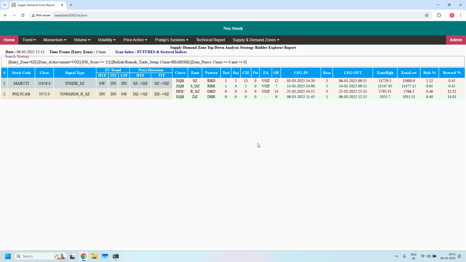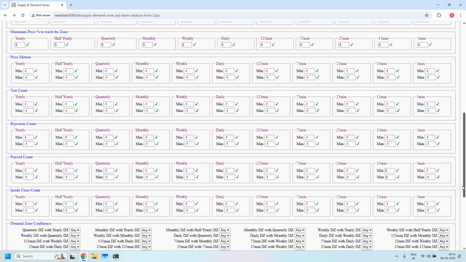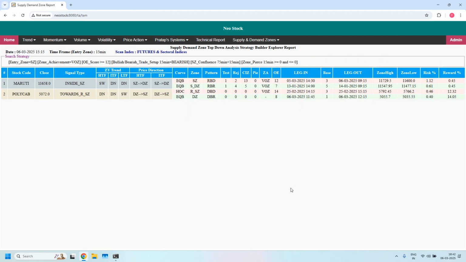Okay, out of these 2, how many are having ITF supply zone confluence? Let's verify. That is 15-minute supply zone with 75-minute supply zone confluence. I am enabling the filter. So both are filtered. So that means both these stocks, these 15-minute supply zones are overlapped with the 75-minute supply zone. And the 75-minute trend is downtrend. If any of the 75-minute supply zones are having daily EMA confluence, then those stocks are more high probability trade setups supported to get the success.